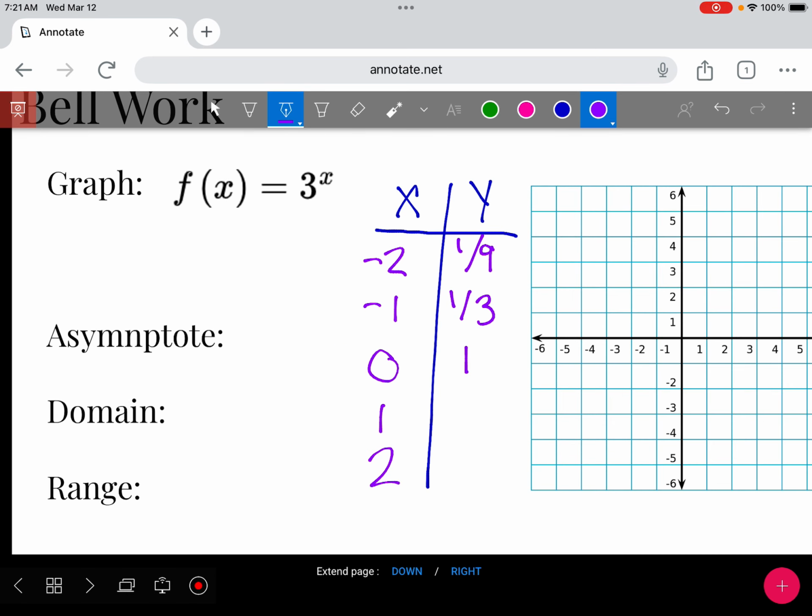0. 1. Yes, on the 1, going on to the next one, 1. 3. And then to go with the 2? 9.